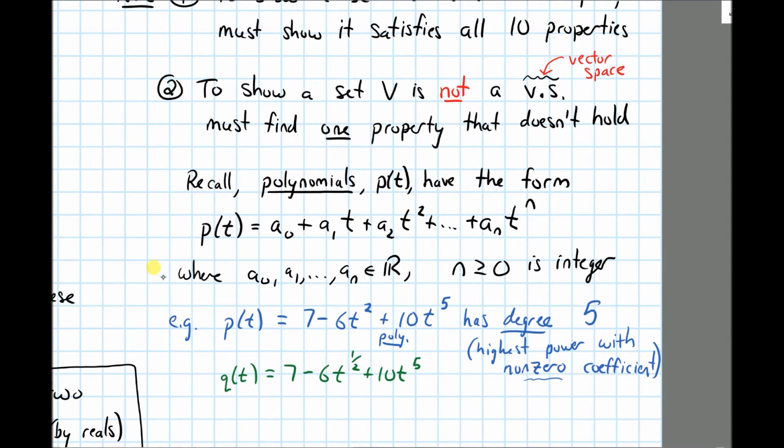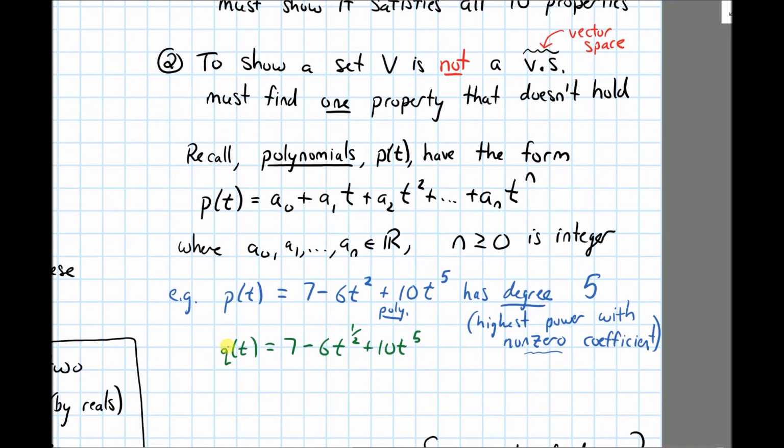Okay, so now for this green polynomial, or quote unquote polynomial, q of t equals this thing right here. This one is not a polynomial. That's why I caught myself earlier and said polynomial in quotes. It's not a polynomial because in a polynomial, the powers have to be non-negative integers. But I have a 1/2 as one of my powers here.